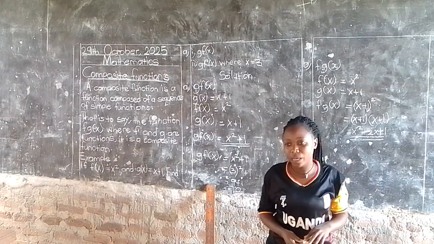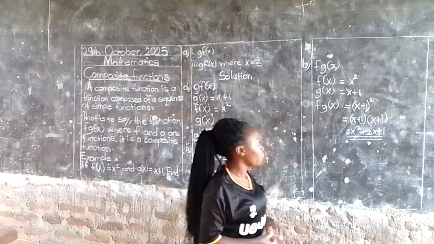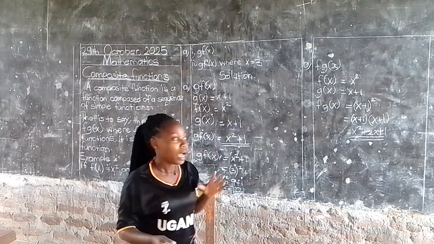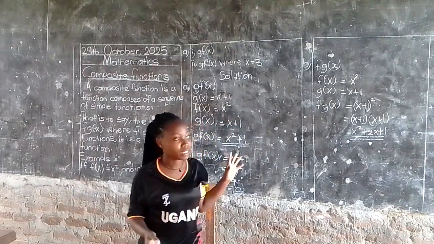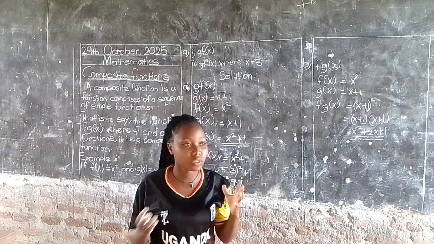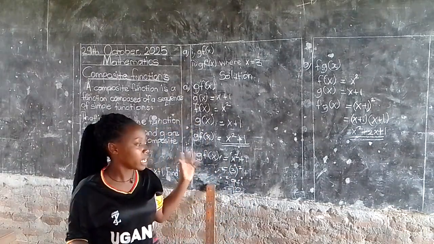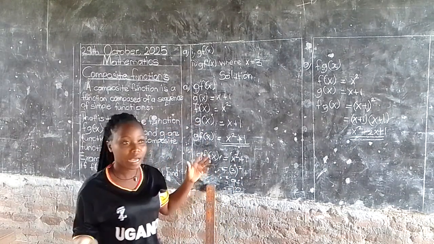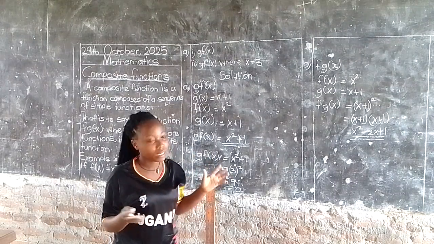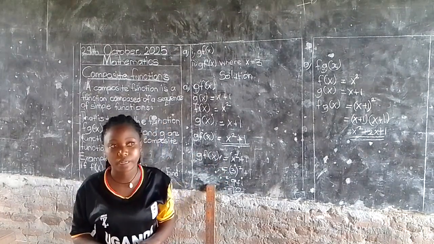So dear members, that is how we solve a composite function. If they give you a function like that, just know that it is a composite function. And if they ask you to find something like g of f of x or f of g of x, that is how we solve that.